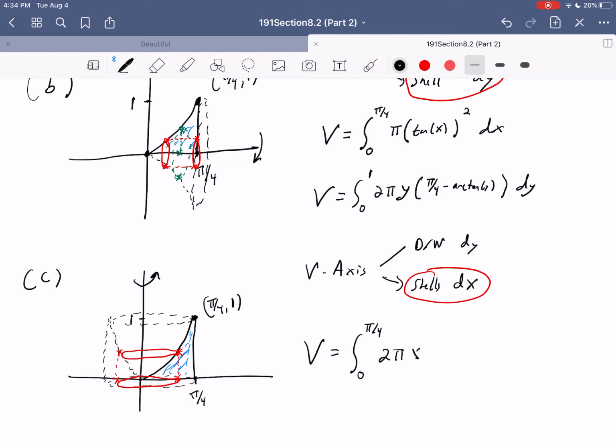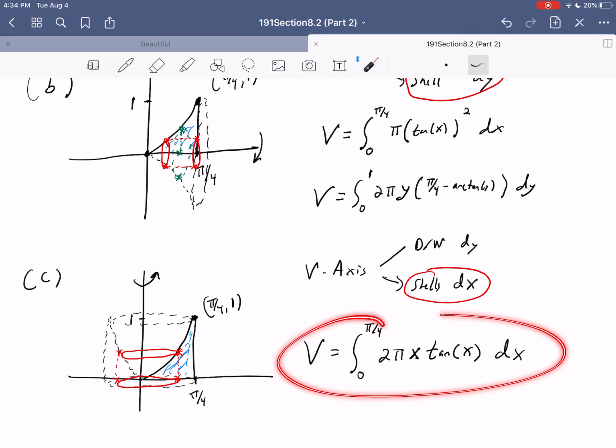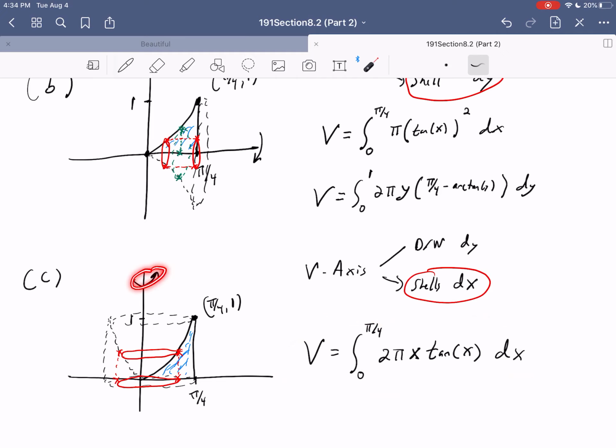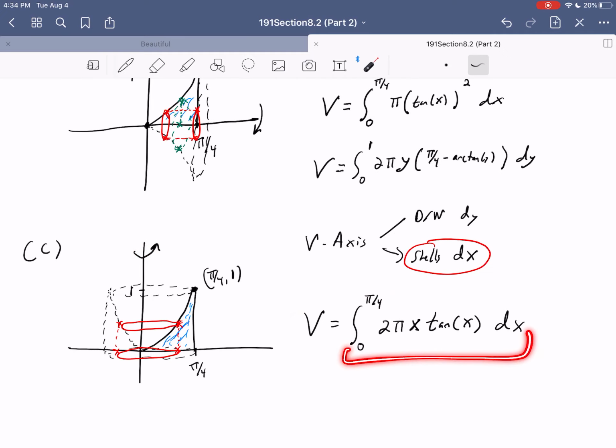So we'd have 2 pi x, or you could say x minus 0. And then, of course, the height, well, it's just up to your curve, so it'd be tangent x dx. So there's the volume for going around the y-axis with respect to x.